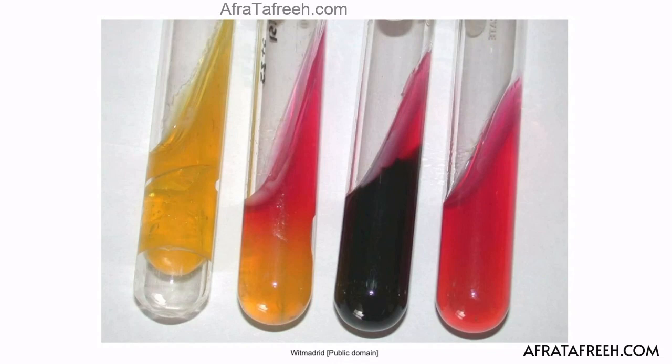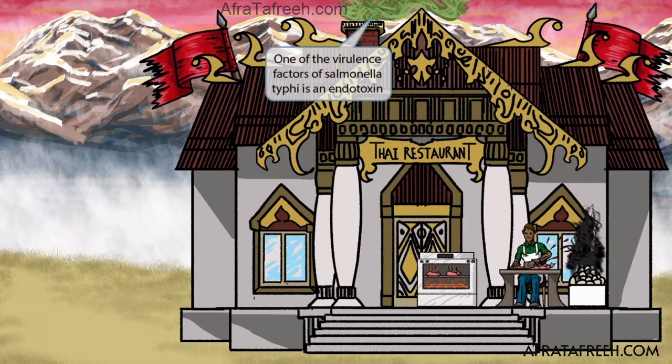Again, this is an image of TSI agar, and we showed this in the last video, but very briefly, recall that the tube right here contains a black color, which indicates that the organism has reduced sulfur and has therefore produced hydrogen sulfide. Okay, with this in mind, let's return to the image. As you can see, now we've shown green smoke coming out of the chimney. This is to help you remember that one of the virulence factors of Salmonella Typhi is an endotoxin.